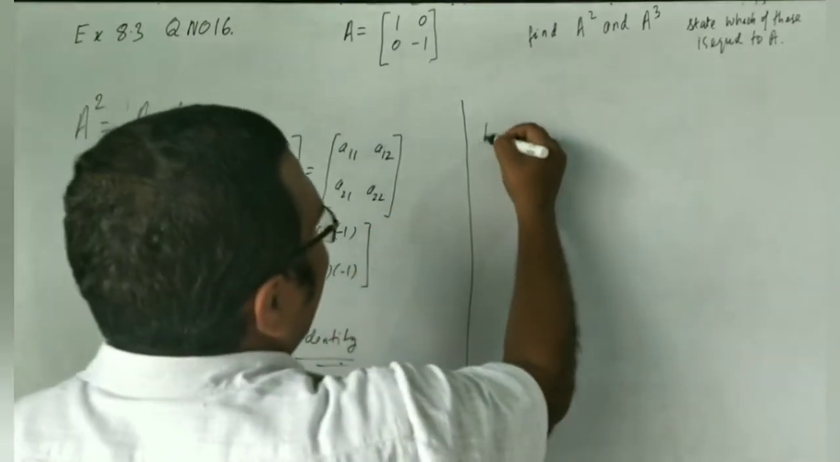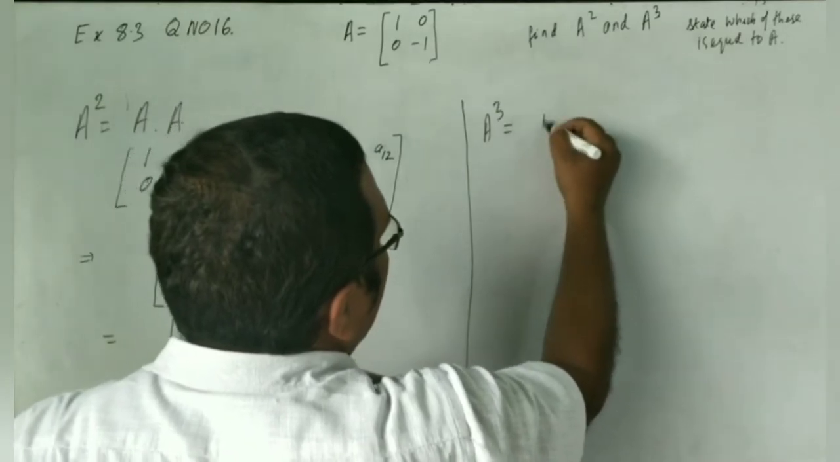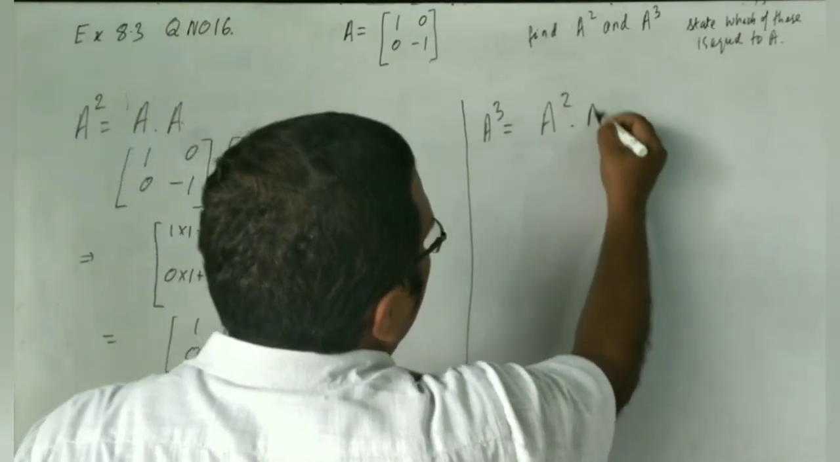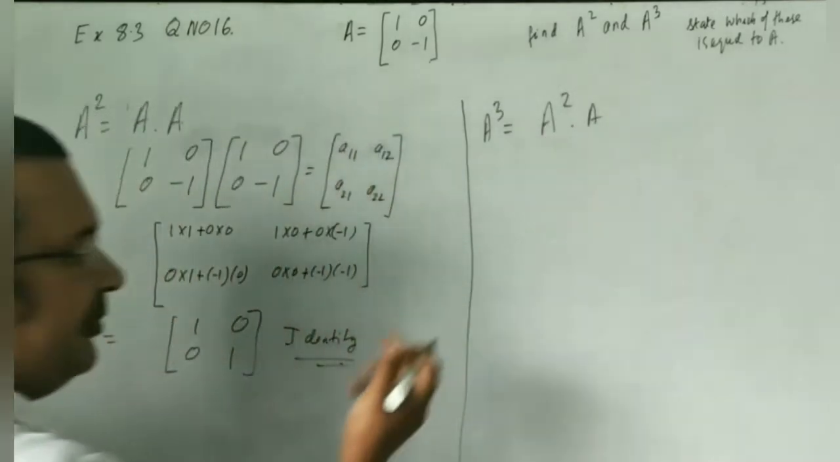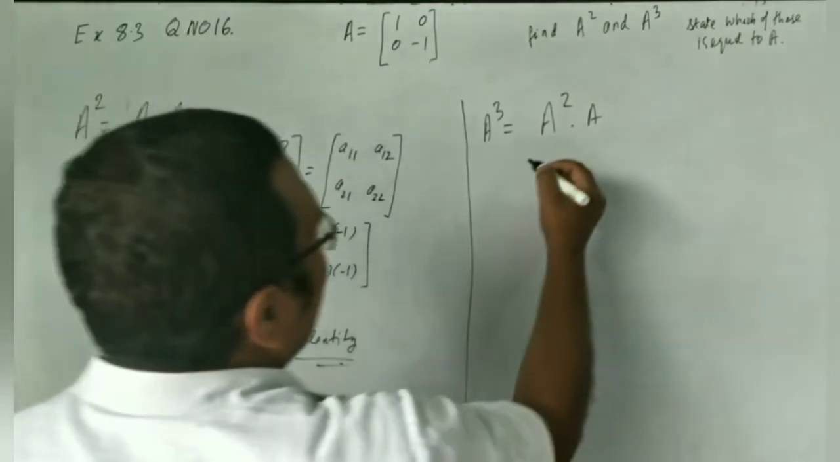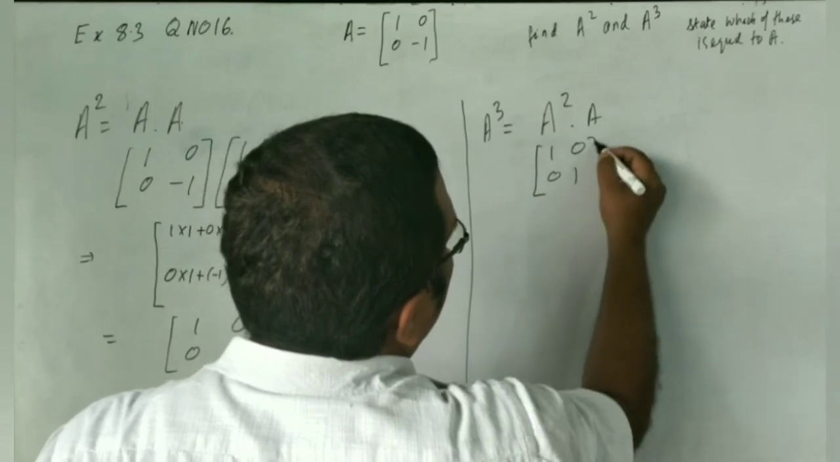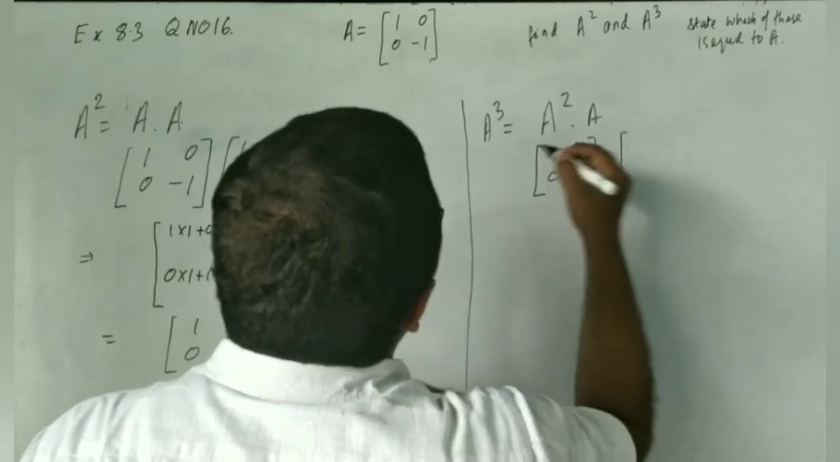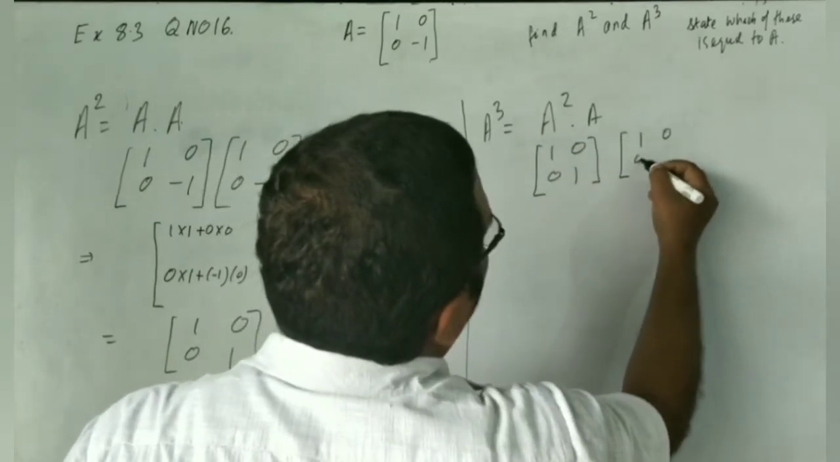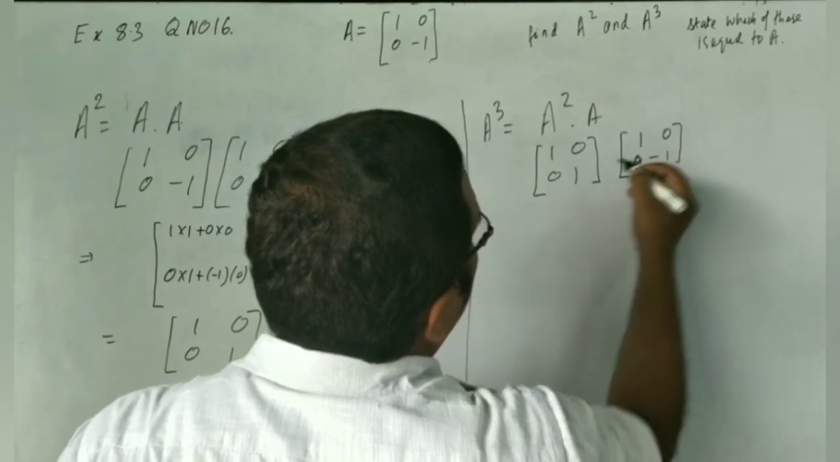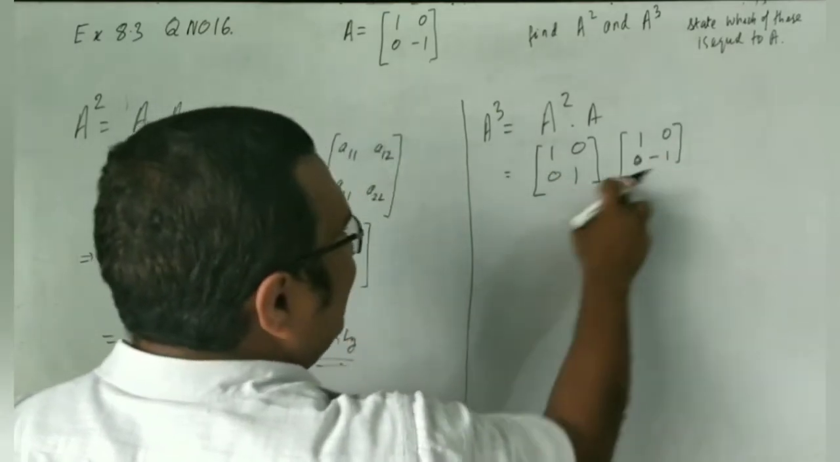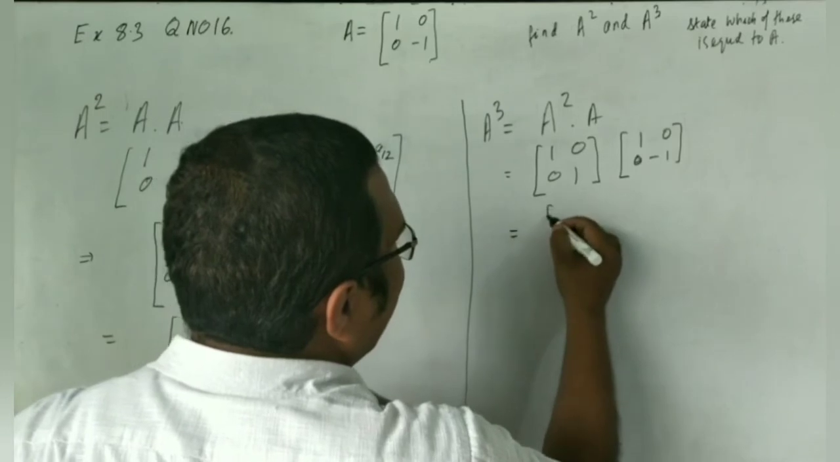Next, I have to find A cube. I write here A square into A. Since it is an identity matrix, there is no problem. It is commutative. So, 1, 0, 0, 1, and A is 1, 0, 0, minus 1. So the order is 2 by 2, 2 by 2. The answer will also be 2 by 2.